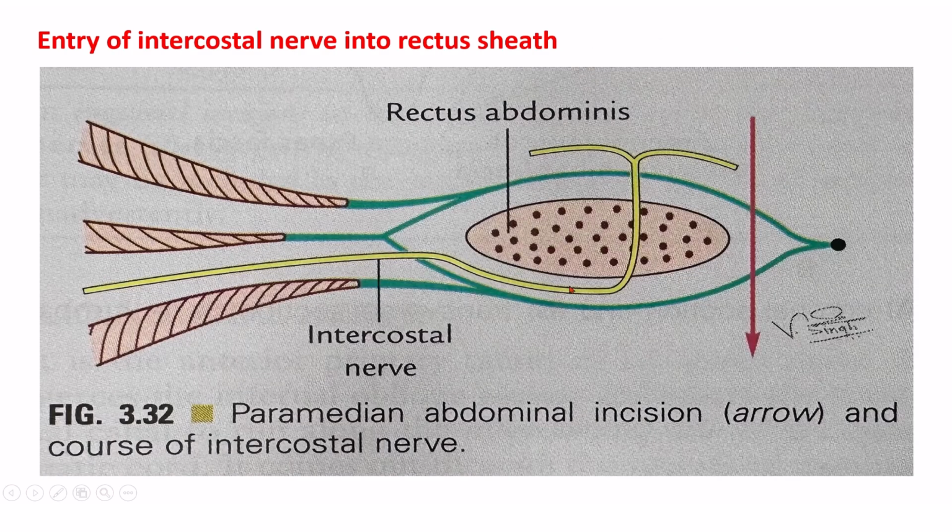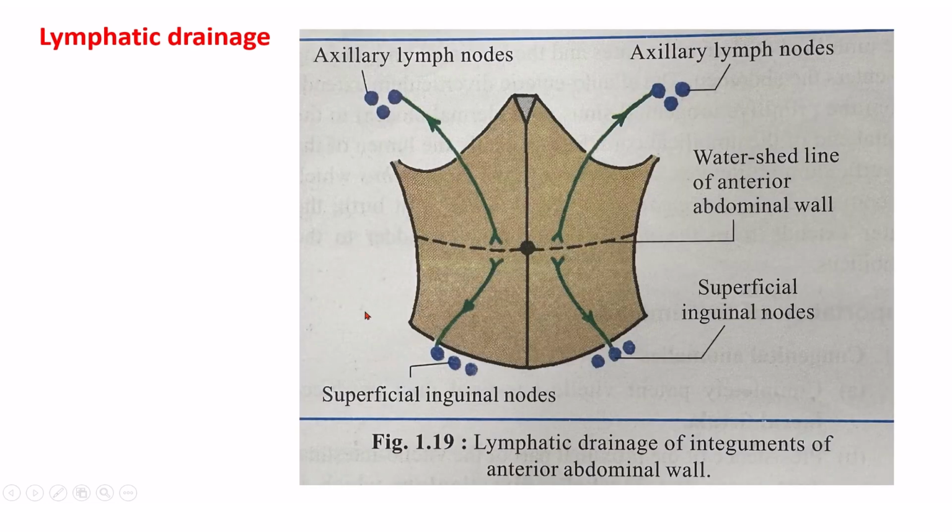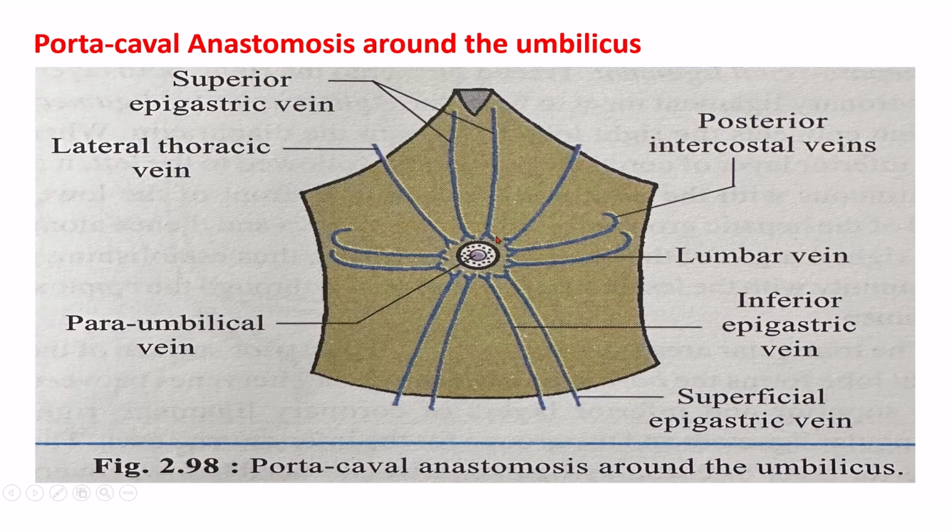This is a higher magnification picture where you can see the intercostal nerve piercing the posterior lamina of the internal oblique, then supplying the muscle, then piercing the anterior wall of the rectus sheath and skin and becoming cutaneous. Here you can see the umbilicus acts as a watershed line. The lymphatics above it go to the axillary lymph nodes, below it go to the superficial inguinal lymph nodes. You can see the veins here.